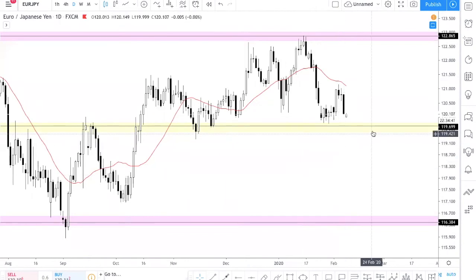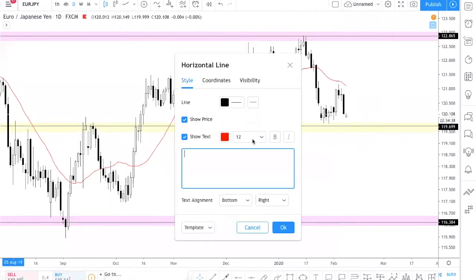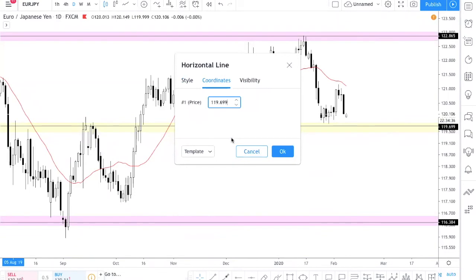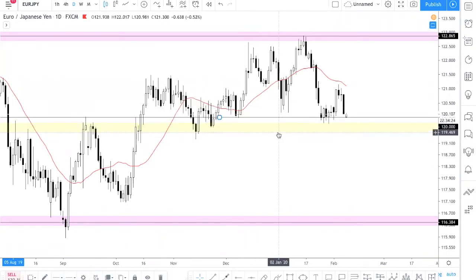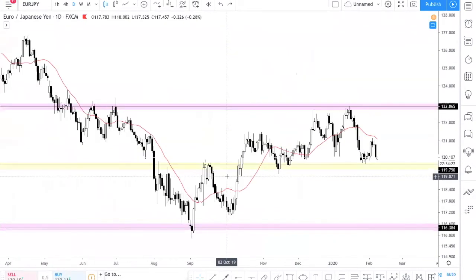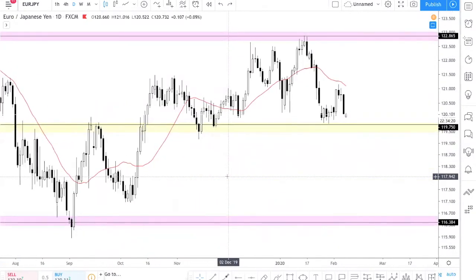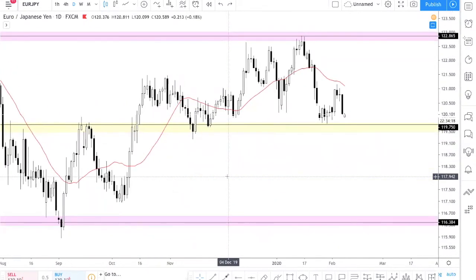If we get to like 119,750, I don't like that level. But I'm liking this 119,750 quarterly psychological zone, the round numbers, you guys, the round numbers.